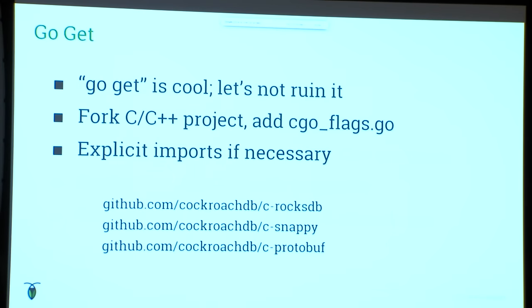There are other things that we've ended up using as well, not just RocksDB. There's also RocksDB's dependencies, which we had to deal with. Protobuf is one that we needed. And so what we ended up doing is forking RocksDB and forking all of these other projects. The only change that we make in there is we add a cgo flags.go file. This is a bunch of commented out compiler directives in Go.